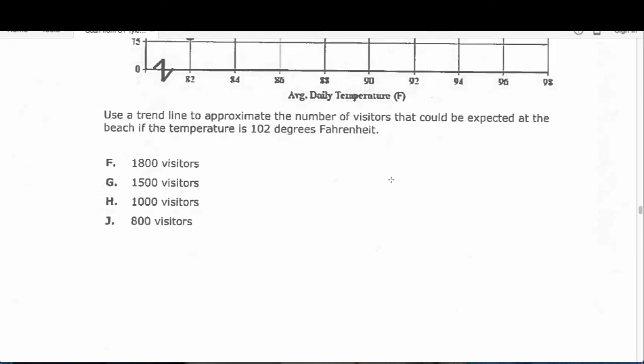F. 1,800 visitors. G. 1,500 visitors. H. 1,000 visitors. J. 800 visitors.